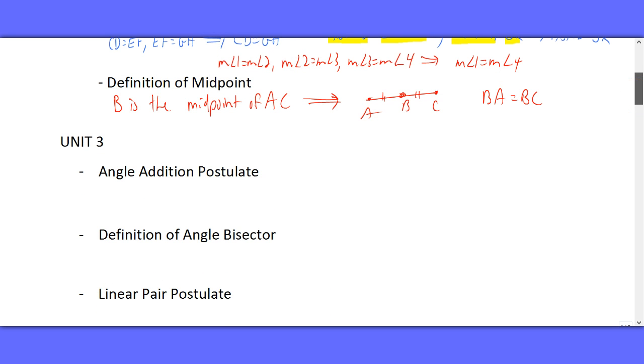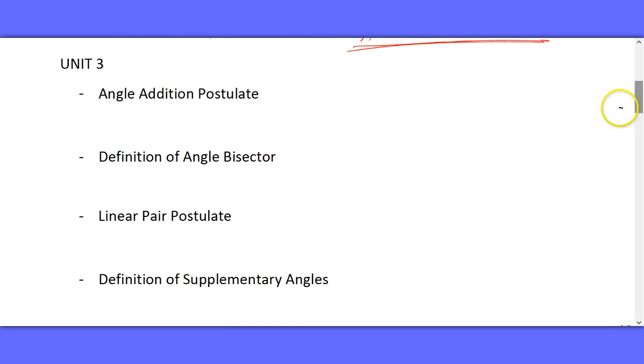And more with this one, since it's a definition, it's actually a biconditional. If we have this drawing and we have that information, then we could say that B is the midpoint of segment AC, so it can work both ways.